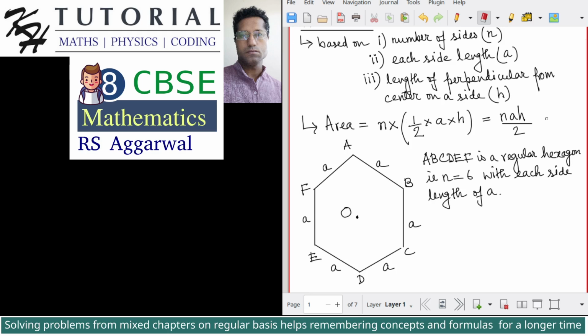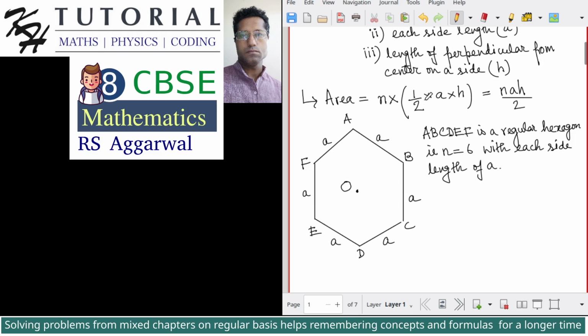So in this example, I have taken a regular hexagon. ABCDEF is the regular hexagon. So n is 6, and the length of each side is a. So AB is equal to BC is equal to CD is equal to DE is equal to EF is equal to FA is equal to small a. And O is the center of this regular hexagon.